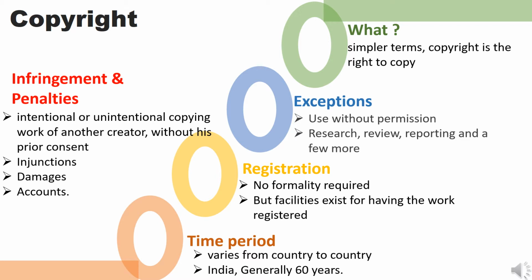The copyright protection varies from country to country. In India, the general rule is that copyright lasts for 60 years. In the case of original literary, dramatic, musical, and artistic works, the 60-year period is counted from the year following the death of the author. In case of cinematograph films, sound recordings, photographs, posthumous publications, the 60-year period is counted from the date of publication.